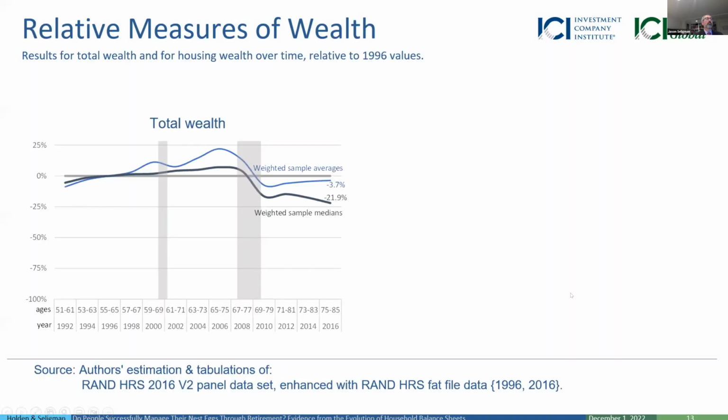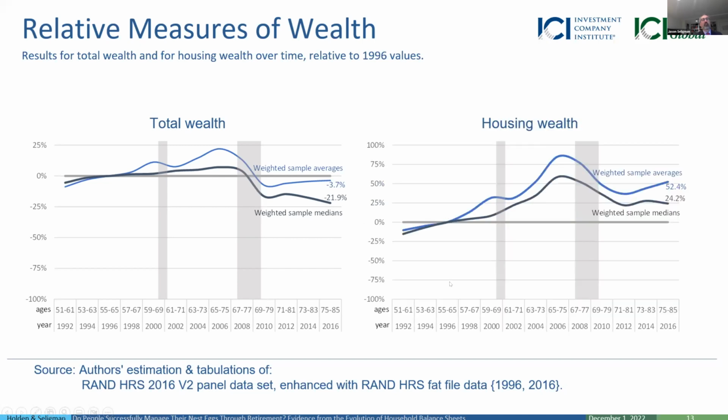Now, in terms of relative measures, here's what we look at when we see total wealth over time. This is our 0 point, 1996, and using weighted population sample averages, we find a decline of 3.7% over that long 20-year period. And using medians, there's that 20% or 21%, 22% result that I showed you on the last slide. Housing wealth, this is driving some very positive experiences for households in this time period.